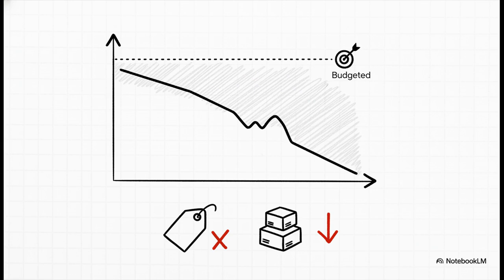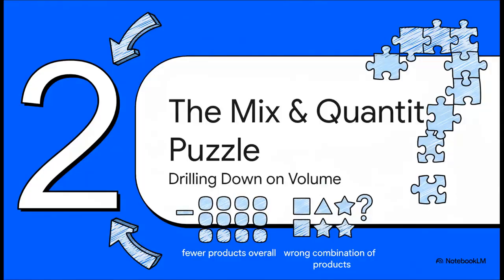Even with that 10% price cut, their overall sales volume was still below budget. So that discount didn't spark enough extra sales to make up the difference. Now we've got two adverse variances: a price problem and a volume problem. This case is getting more interesting. So now we know it's not just one thing, but we can go deeper. That volume piece of the puzzle, we can break it down even further. So the next question is, did we just sell fewer products overall, or did we sell the wrong combination of products? This is what we call the mix and quantity puzzle.